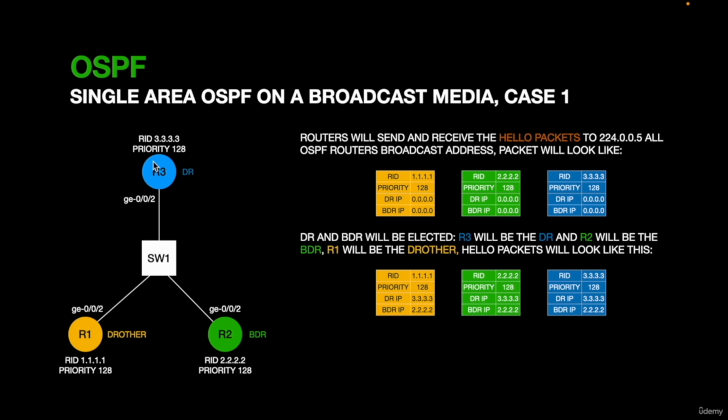But let's say that if we had a higher priority here, it would override the router ID. No, let's say that R1 will have 129. It would be the designated router instead of R3. How will the hello packets look now?